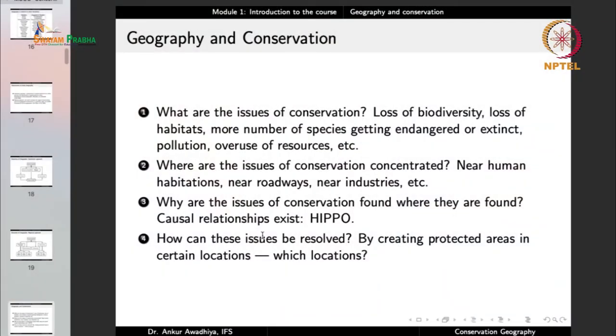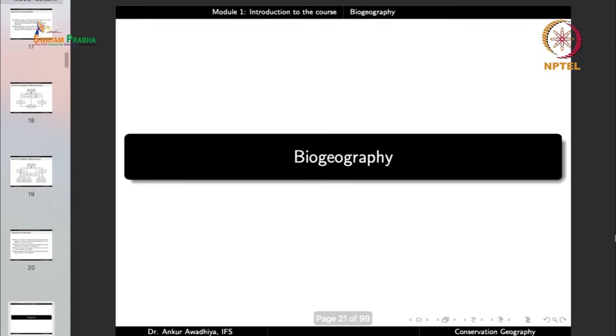Such as we can ask the question, how can these issues be solved? Well, the answer is by creation of protected areas. So certain areas need to be protected for the conservation of biodiversity, wildlife and the natural environment. But then we will have the question, where should we form these protected areas? And there again we will have a role of geography to select the best suited areas where we can do the maximum amount of conservation with the little amount of resources that we have for conservation. And so geography is very intimately related with the topics of conservation.